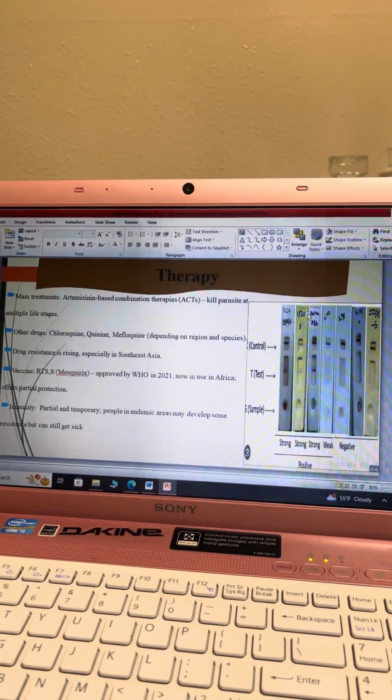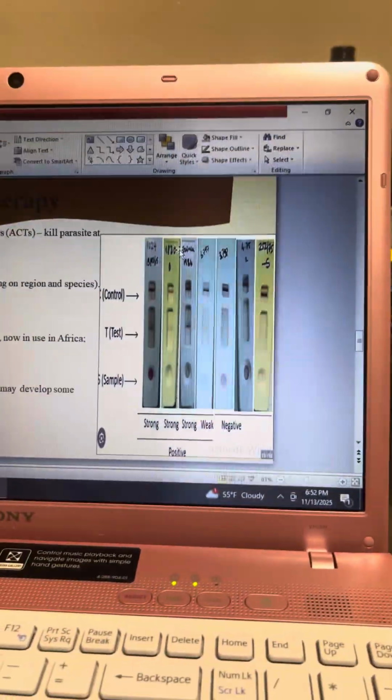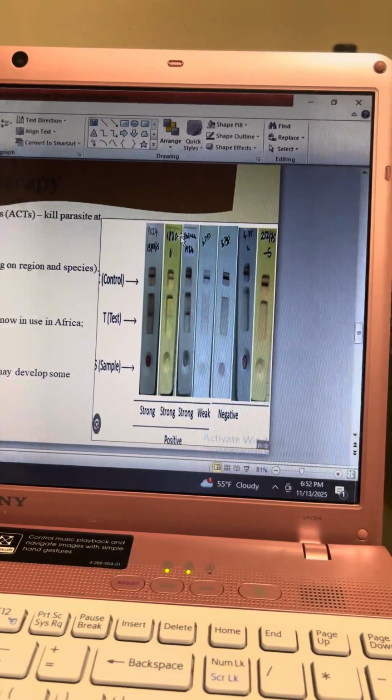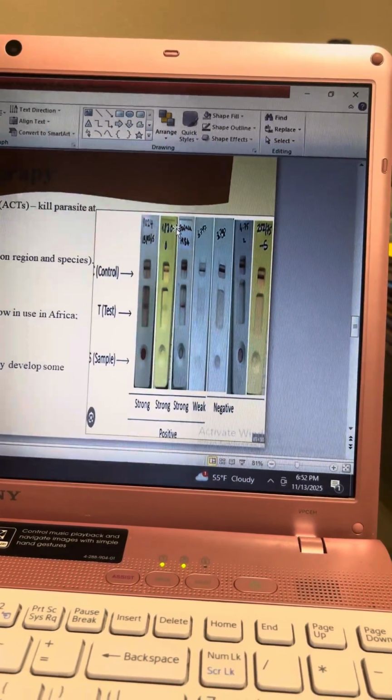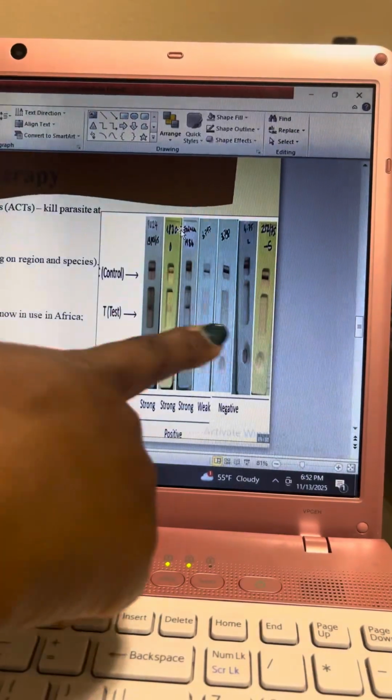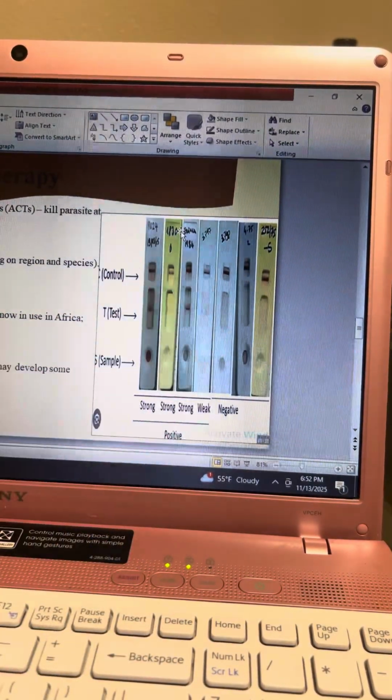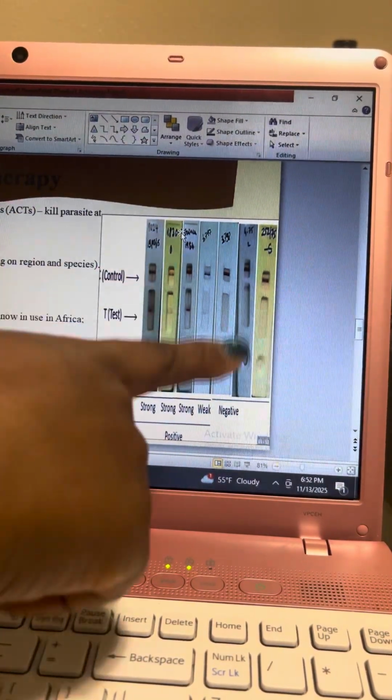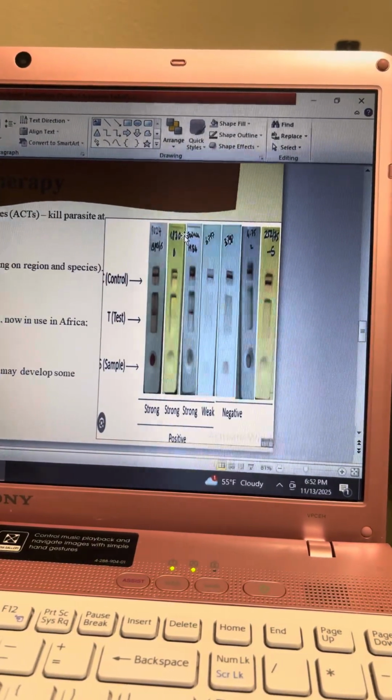On my right, I have a sample of a lab report. This one shows the tests done and the results that have been obtained, and it helps to determine what kind of treatment the patient is going to get.